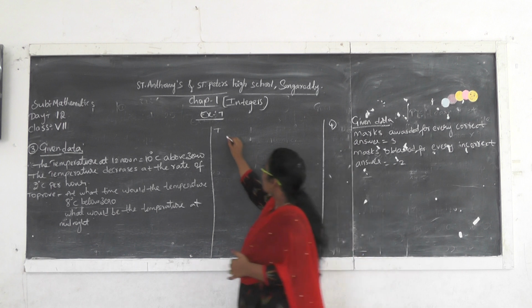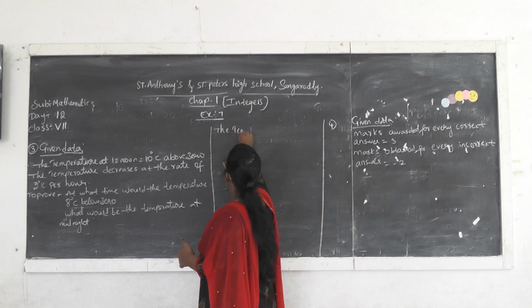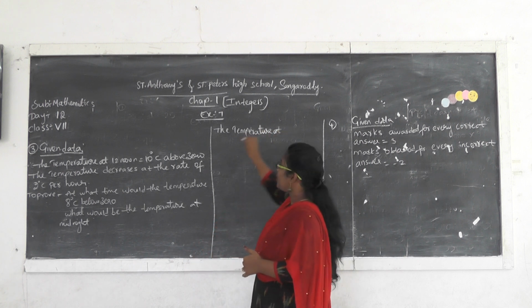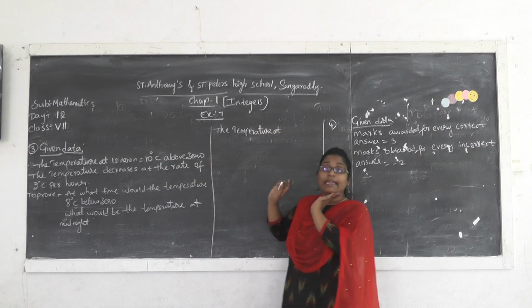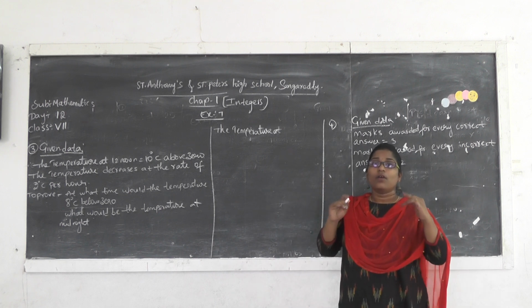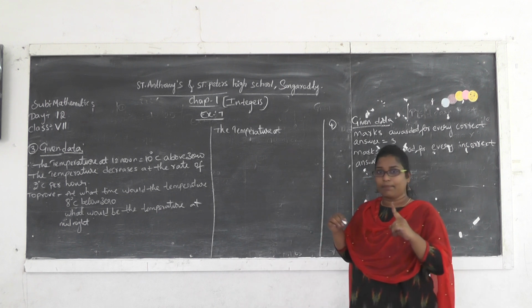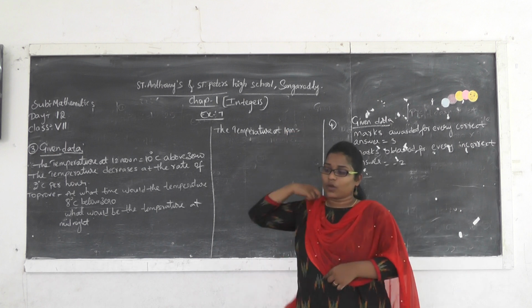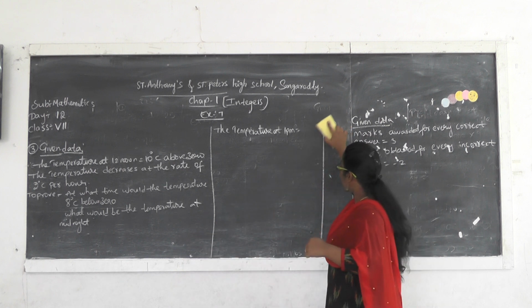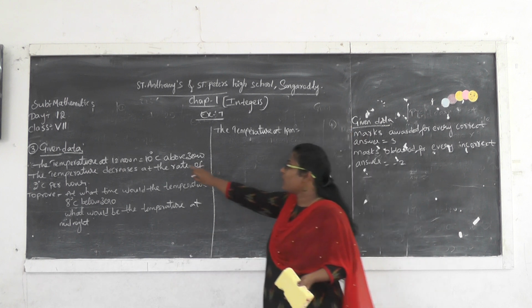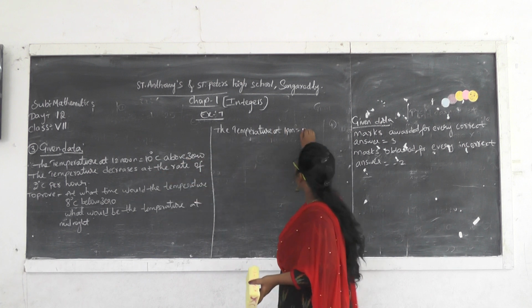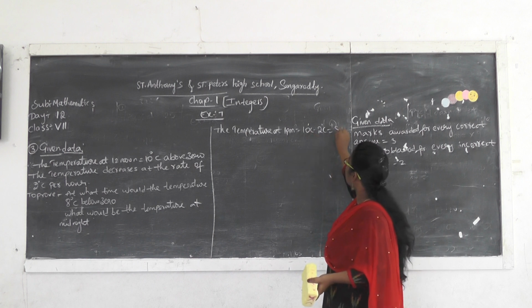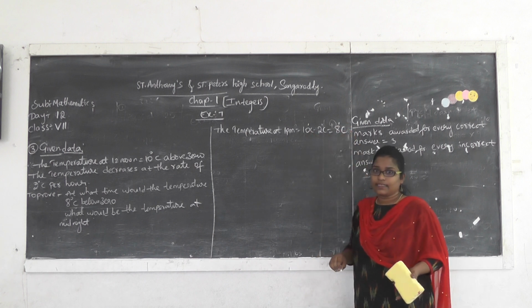Now let's see. The temperature at 12 noon is 10 degrees Celsius, right? Now we have to find, after 1 hour, what will be the time? 1 p.m. Yes, the temperature at 1 p.m. is equal to, it keeps reducing by 2 degrees Celsius. At 12 o'clock, what is the temperature? 10. So how many degrees Celsius do we have to reduce? 2 degrees. 10 minus 2 is 8 degrees Celsius.